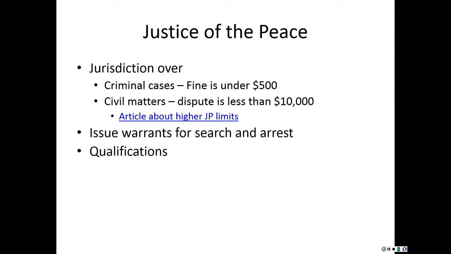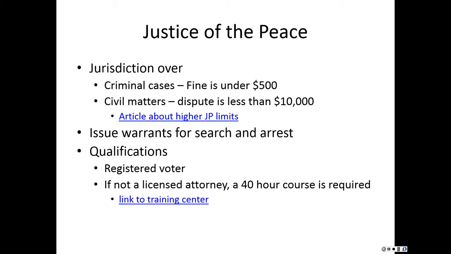The qualifications to become a Justice of the Peace. You must be a registered voter. If you're not a licensed attorney, you must complete a 40-hour training course. And I provided a link to the training center so you can see what some of the courses are. That's it. Registered voter, if not a licensed attorney, a 40-hour course is required. If you're elected as a JP, you're elected to a 4-year term.